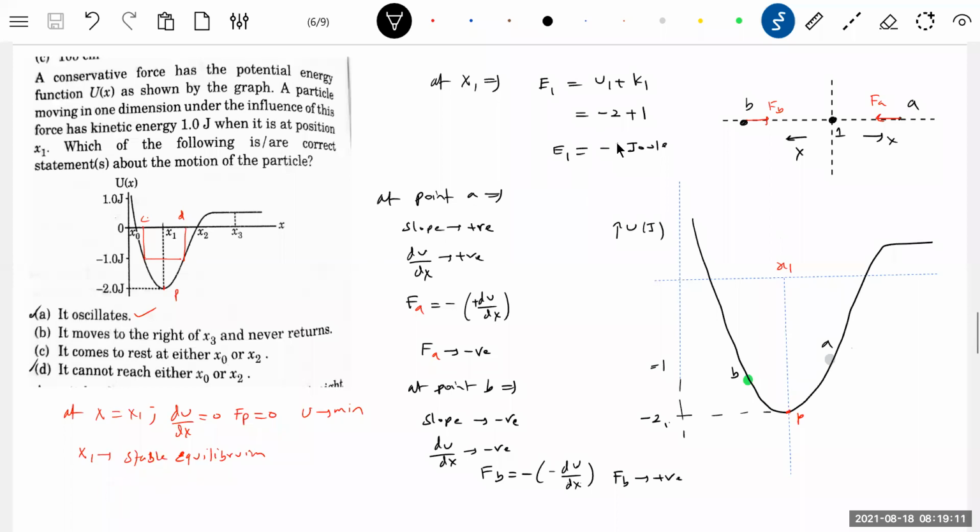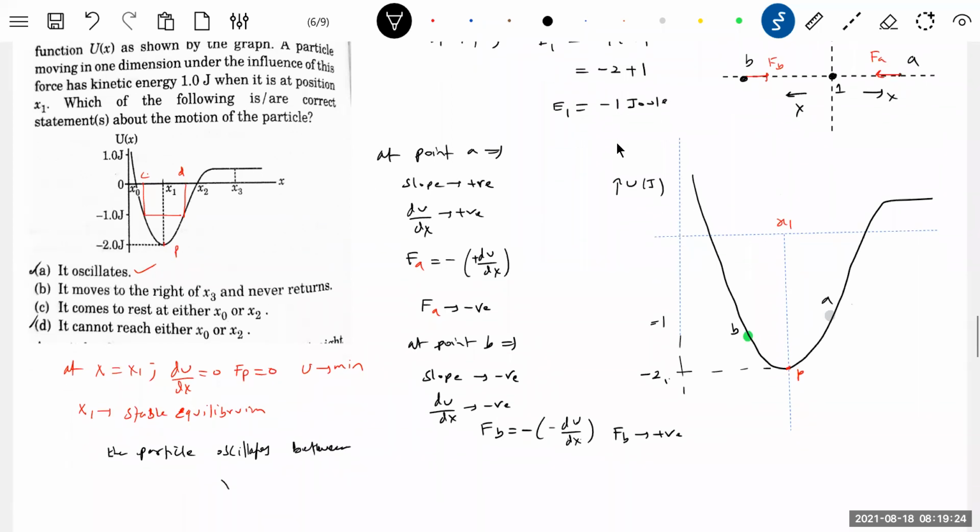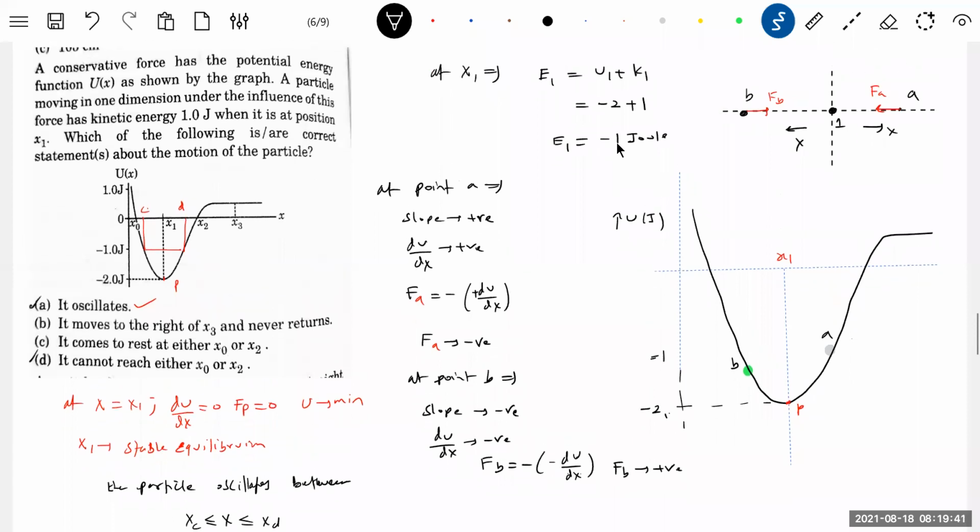So now what we can say, the particle oscillates between, okay, I think within this it will be confined, no? So what about C and D? C and D, I'll bring it somewhere here. This is C, this is D.